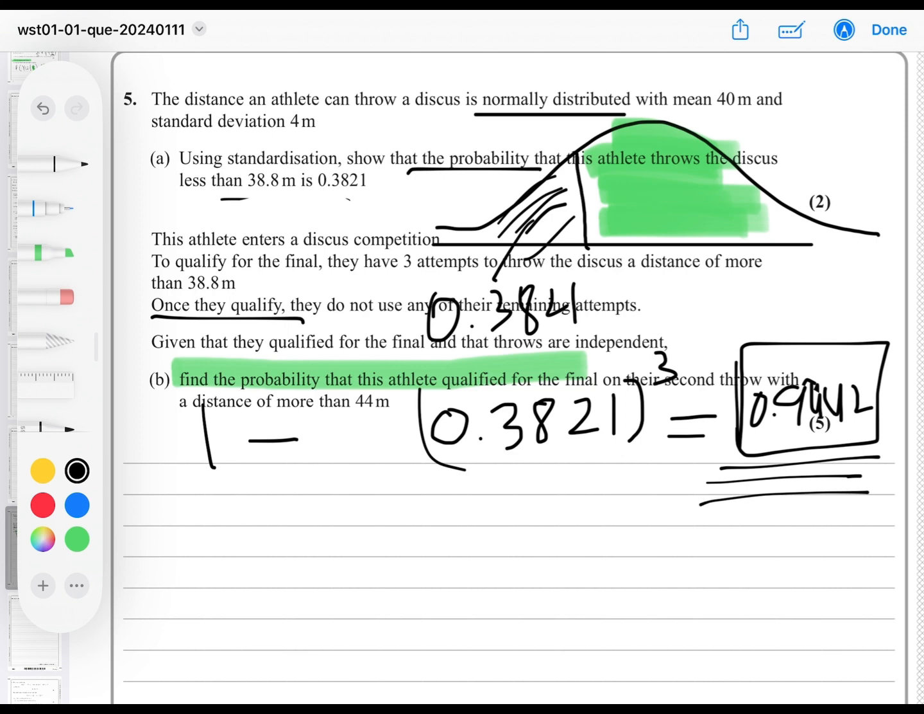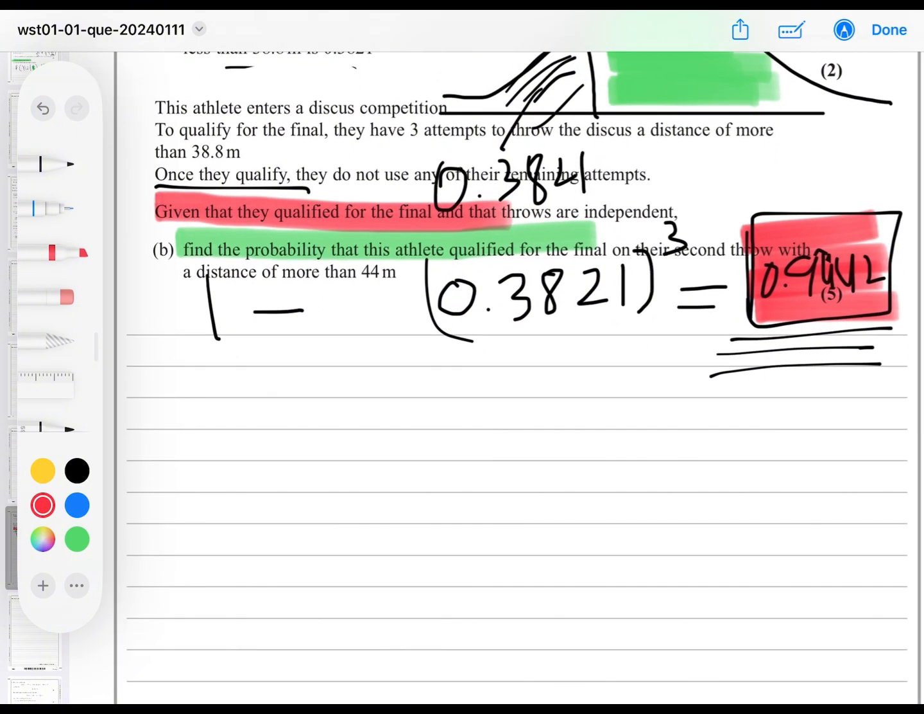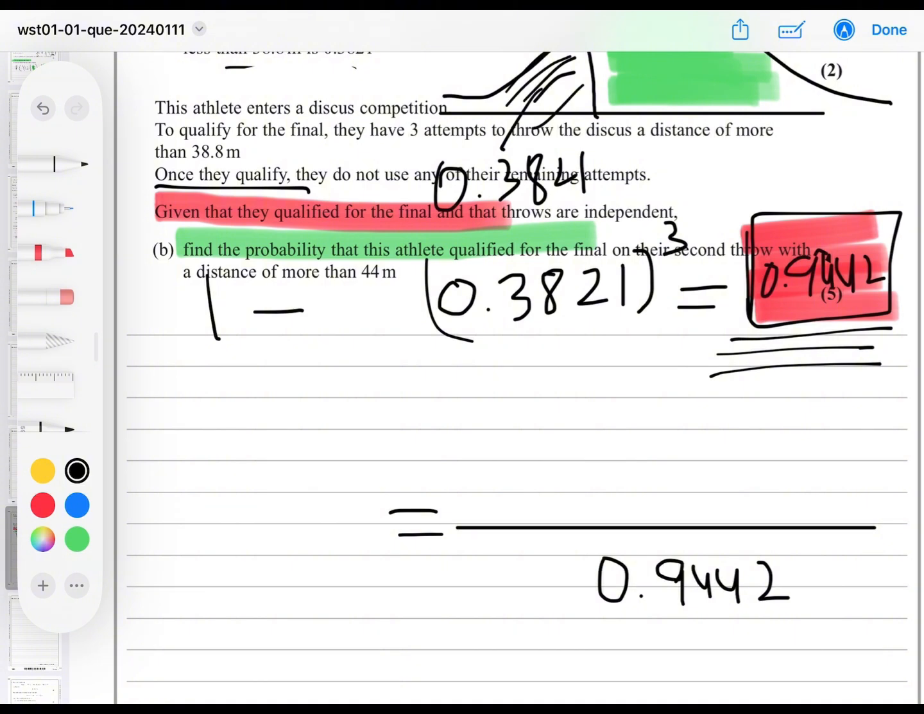Like we have two things here, if I go through the question from here: given that they qualify for the final. Now given that they qualify for the final, this is the probability for the qualification, and then they are asking for the probability that this athlete qualified for the final on the second attempt, on the second throw. Now this question is from conditional probability, and in conditional probability, the thing which they gave us, given that they qualify for the final, is given, so we will put that thing in the denominator, and the intersection between the qualification and the second attempt we will put in the numerator.